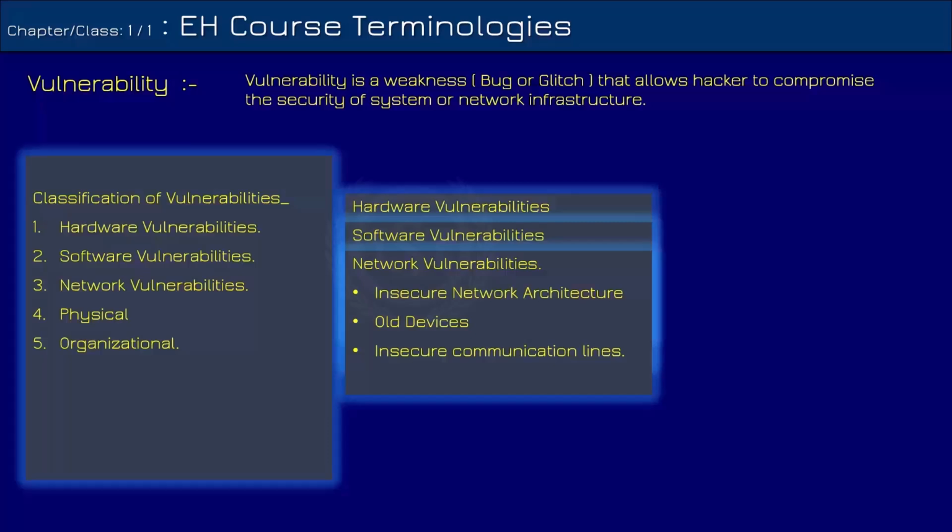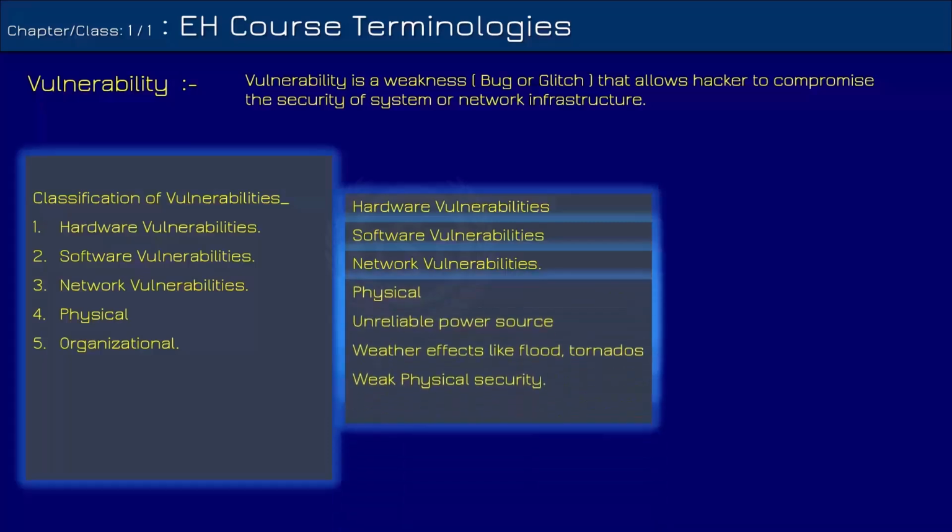Next comes physical vulnerability. Physical vulnerabilities are due to unreliable power source or weak physical security, due to which devices or equipment may get corrupted or stolen, thereby losing a valuable asset of a company. Physical and geological vulnerabilities are very important risk factors that need to be kept in notice to avoid or to mitigate these kinds of vulnerabilities.